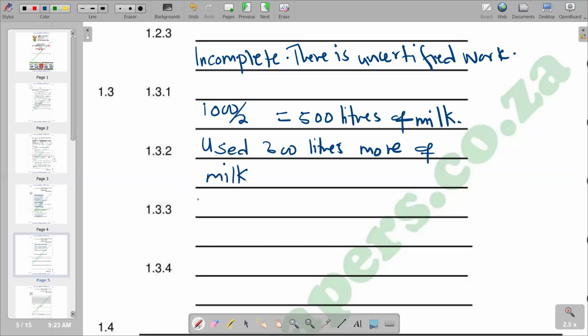300 liters more of milk, which we found by saying 800. 800 is the one that was used, and what was supposed to be used is 500. So minus 500. So basically, that's what we gave on our calculation. So that's what we have on 1.3.2.